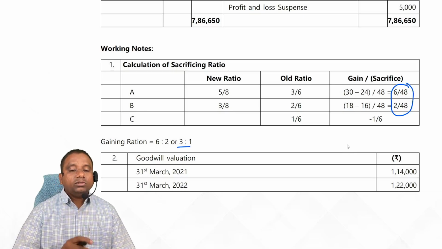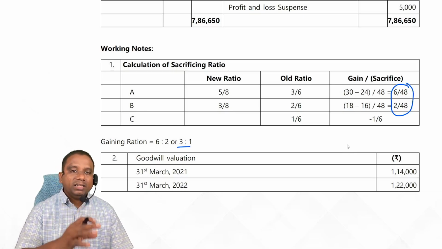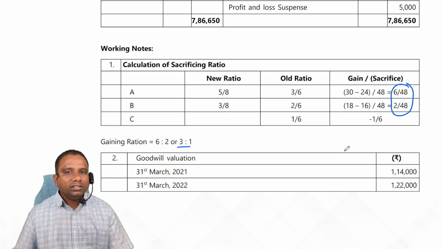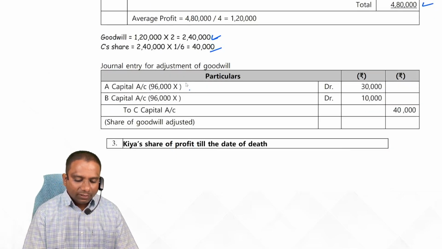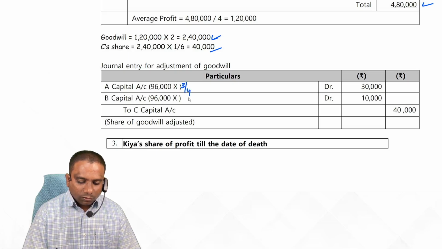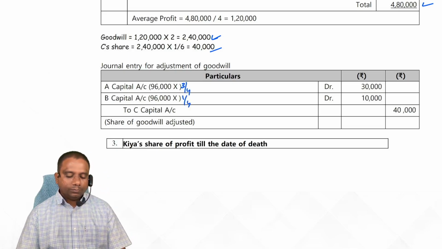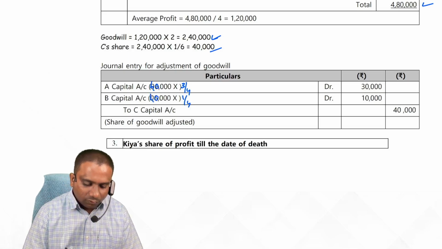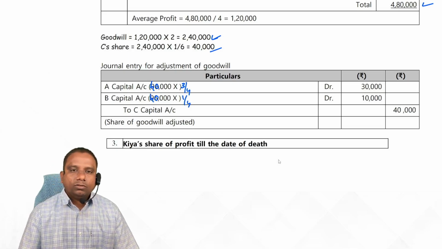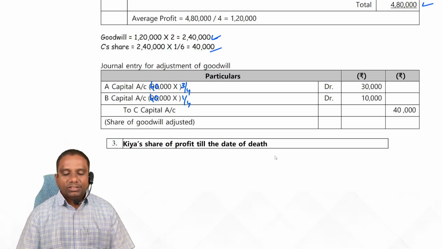Now this 40,000 rupees is shared by A and B in their gaining ratio. For that, what is the adjusting entry? Observe. A capital account debit, see, into 3 by 4 and 1 by 4. Not 96, minute, 40, 40, 40, 40. Yes or no, students? Yes. Next one.